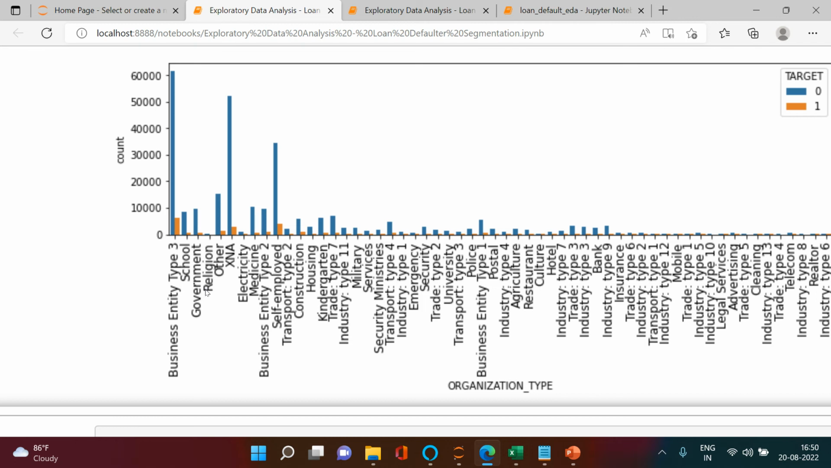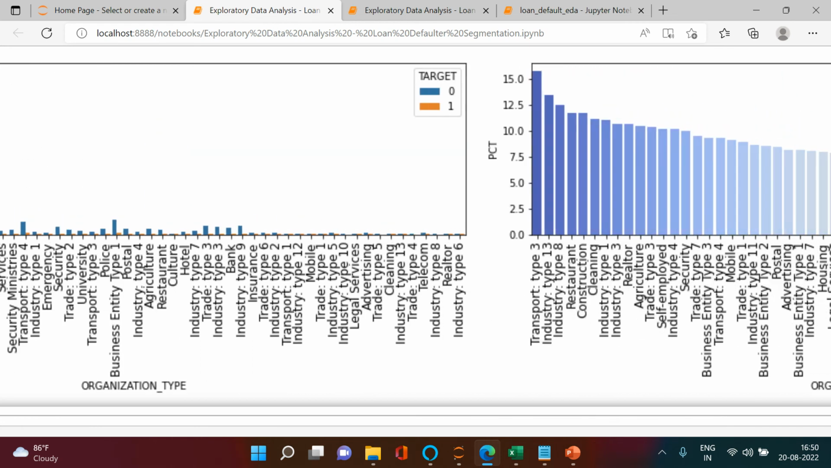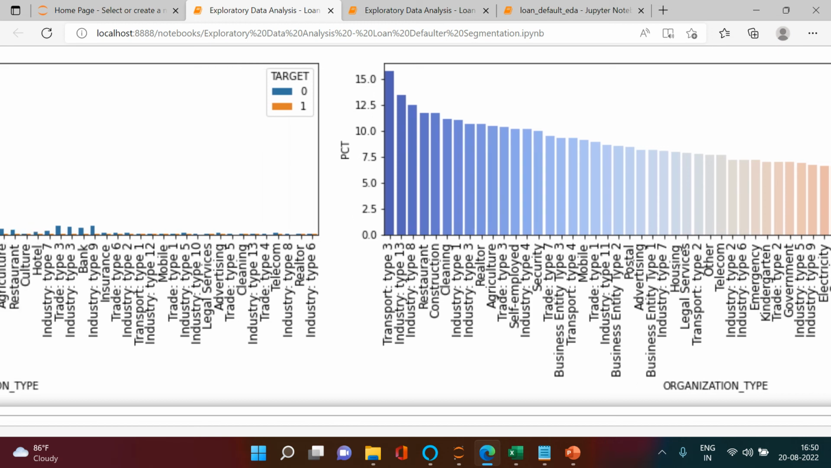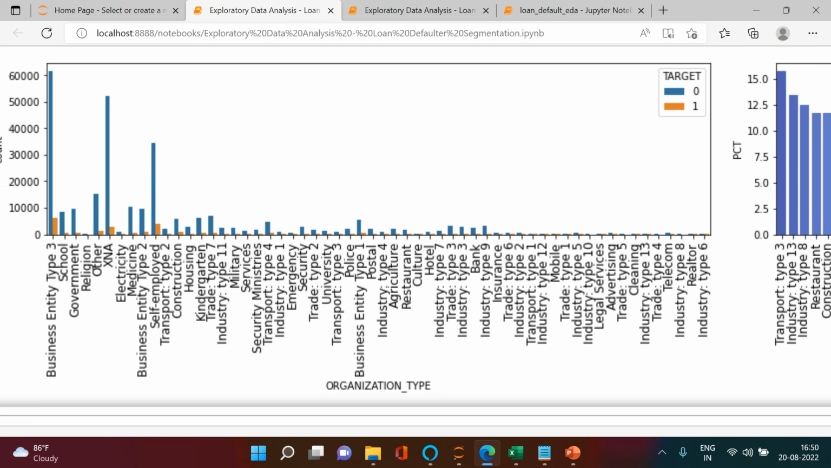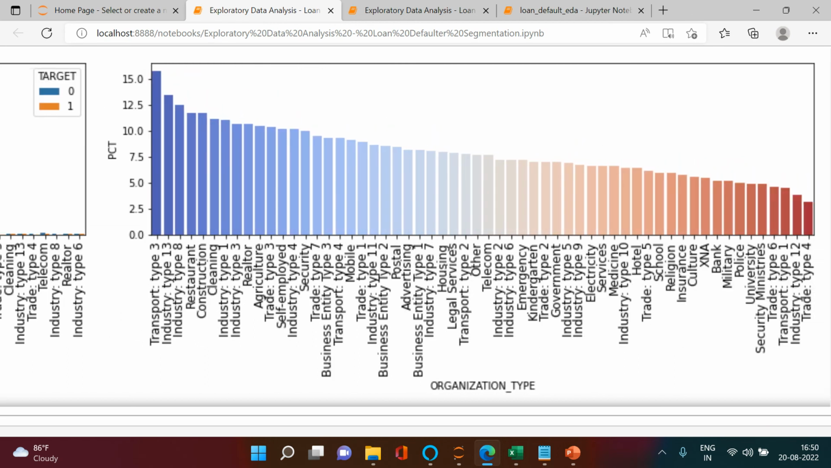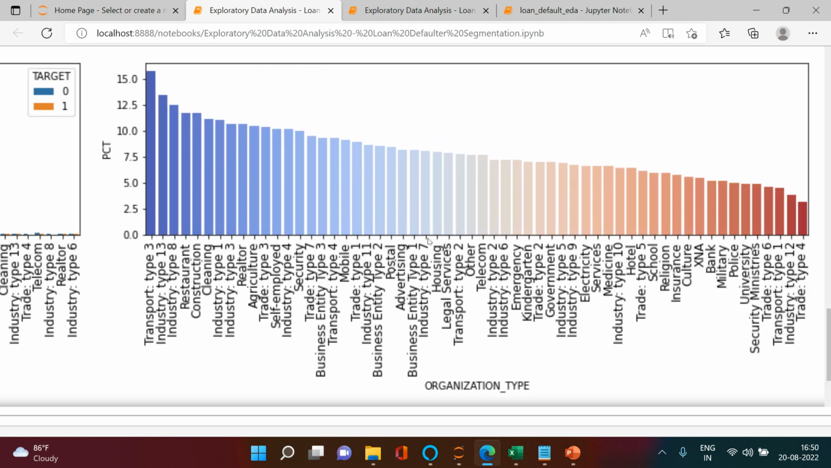Okay, so let's come back to over here. If you see, transport type 3 has the highest number of defaulters, which is more than 15%, and the number of loans given to transport type 3 is too low. Whatever loans were given to those customers, there are only 1 or 2 thousand customers, but out of that, 15% are defaulters. This is not good.